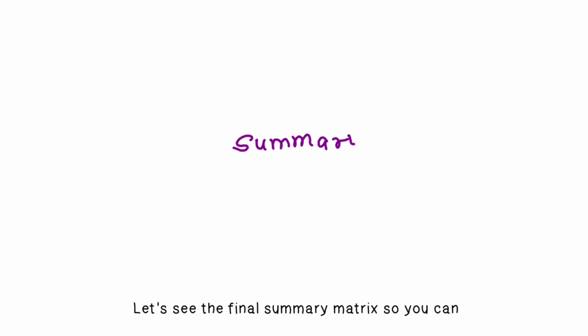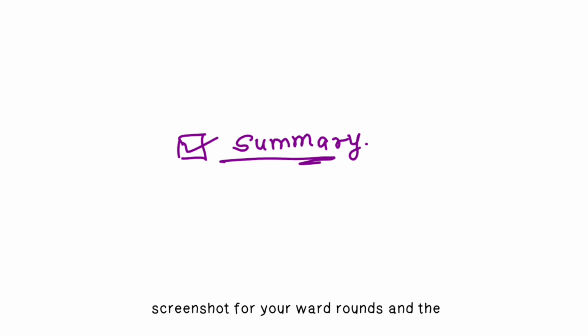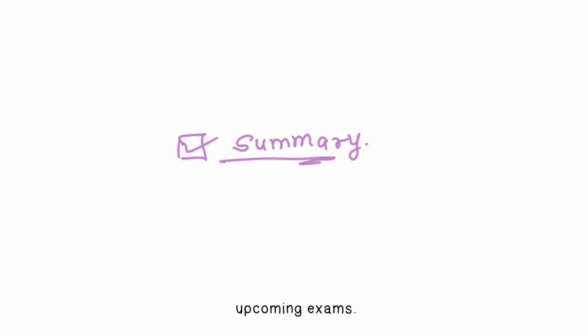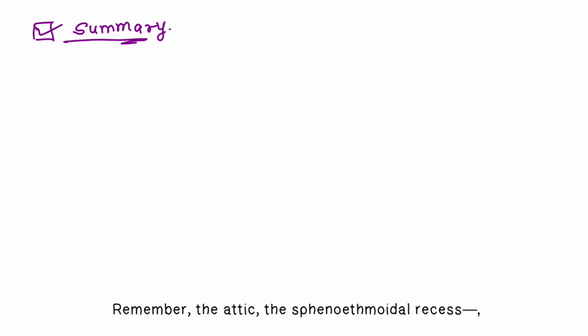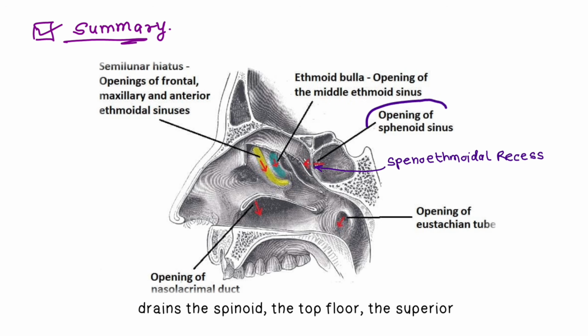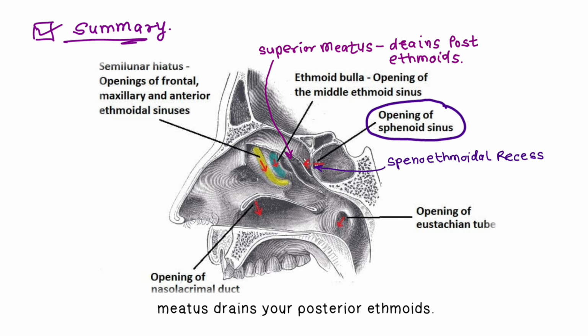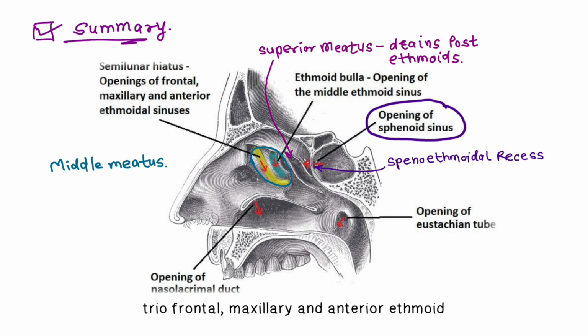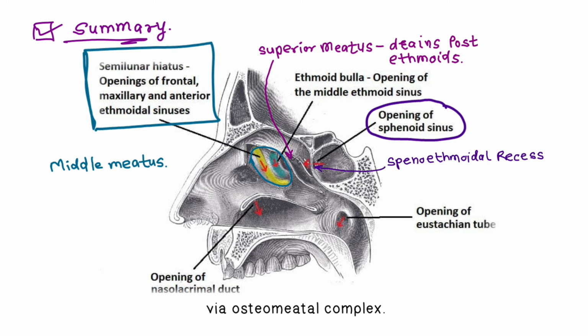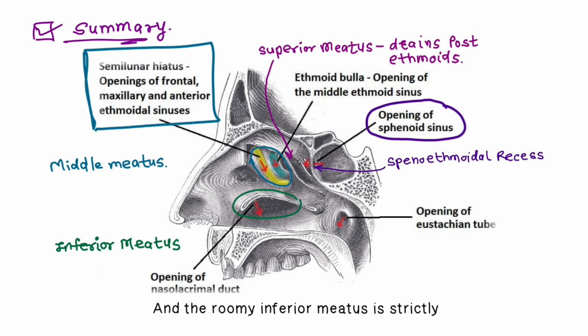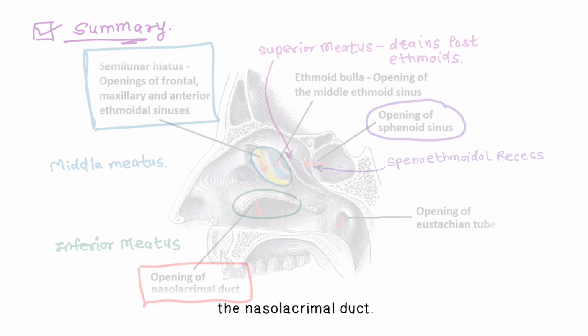Let's see the final summary matrix so you can screenshot it for your ward rounds and the upcoming exams. Remember, the attic, the sphenoethmoidal recess, drains the sphenoid. The top floor, the superior meatus, drains your posterior ethmoids. The busy middle meatus handles the trio: frontal, maxillary, and anterior ethmoid, via the osteomeatal complex. And the roomy inferior meatus is strictly reserved for the eyes to drain their tears via the nasolacrimal duct.